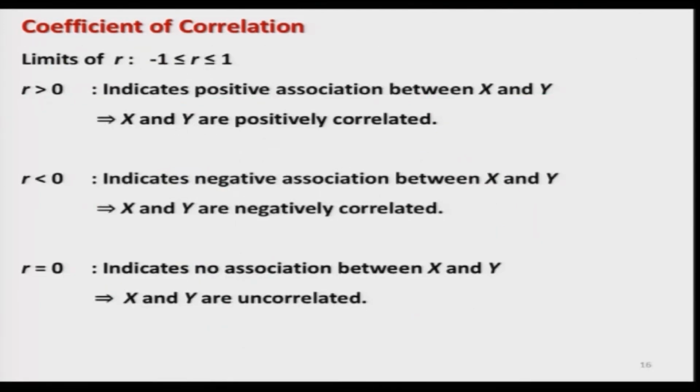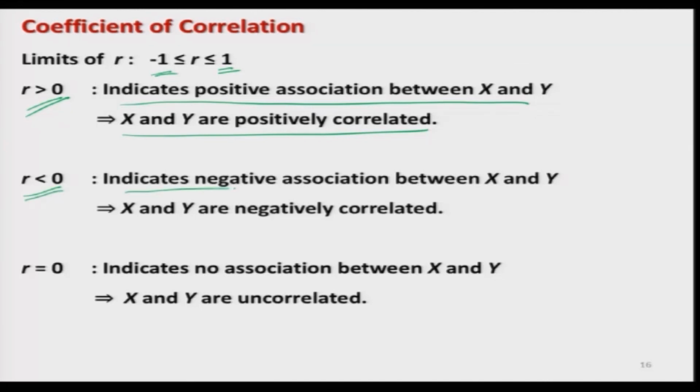Now, the question comes here, how to interpret these values. The limits of this correlation coefficient are between -1 and +1. So, suppose you compute r on the basis of a given set of data, and if this value comes out to be positive, that will indicate that there is a positive association between x and y. That means x and y are positively correlated. Similarly, if the value of the correlation coefficient comes out to be negative, that is r is less than 0, then this indicates there is a negative association between x and y, and we say that x and y are negatively correlated.